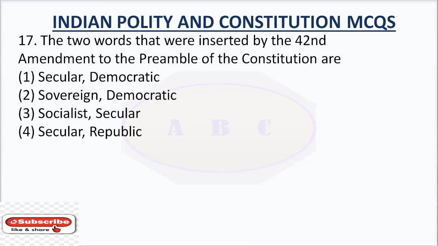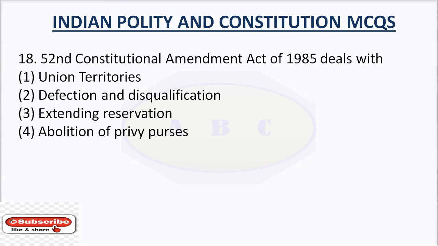Question number 17. The two words that were inserted by the 42nd Amendment to the Preamble of the Constitution are: option number 1, secular democratic; option number 2, sovereign democratic; option number 3, socialist secular; option number 4, secular republic. The answer is socialist secular.